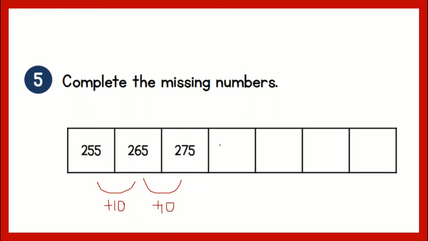275 plus 10 is 285. 285 plus 10 would give us 295. 295 plus 10, that would give us, that's correct, 305. And if we add on our final 10, we would get 315.